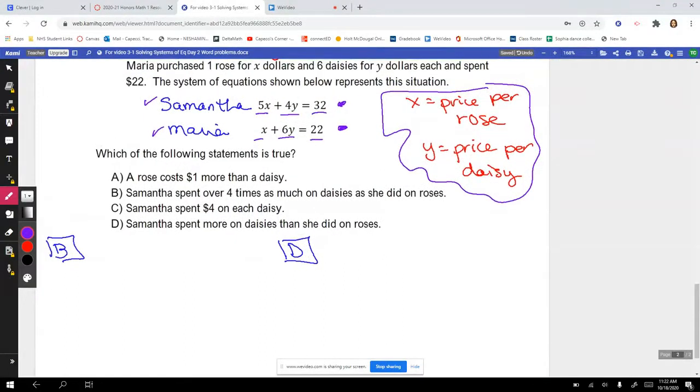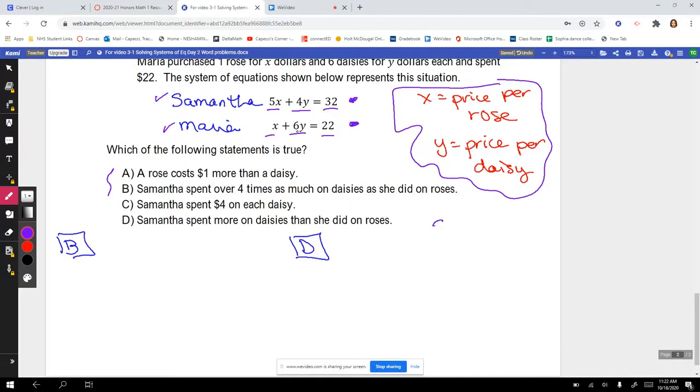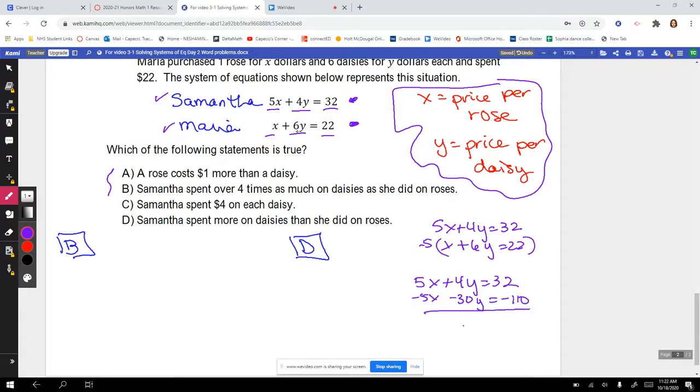So I'm looking at my statements and there are kind of a lot of things going on. First thing, I'm going to have to solve it. So I have 5x plus 4y is equal to 32. And then x plus 6y is equal to 22. I'm going to multiply that second equation by -5. Elimination is just a little quicker for me, but you can also solve this by substitution. That gives me -5x minus 30y is equal to -110. So I have -26y is equal to -78. So y is equal to 3.